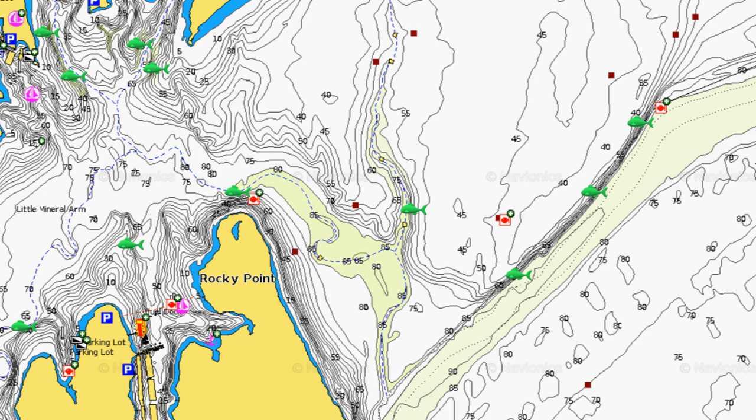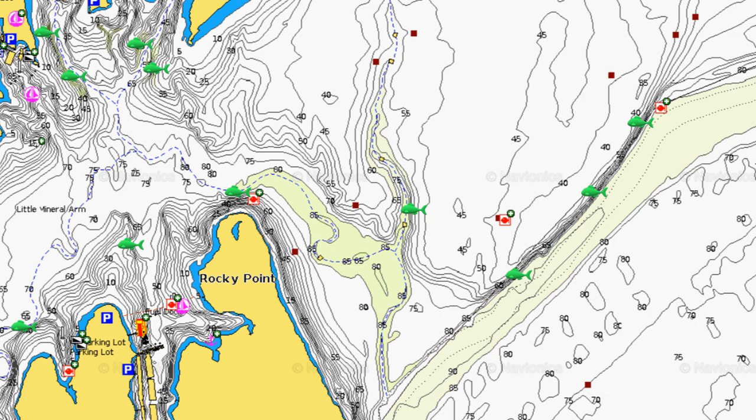Now, we could get technical, but let's keep it high level. Looking at this map, all those green fishes are marking ledges or drop-offs. We've got drop-offs or ledges in those areas, and those are all really good places to find fish. It's definitely a seasonal thing. You'll find them on drop-offs and ledges in different areas of the lake during different parts of the year, so we'll talk about that in the next episode about seasonal patterns.